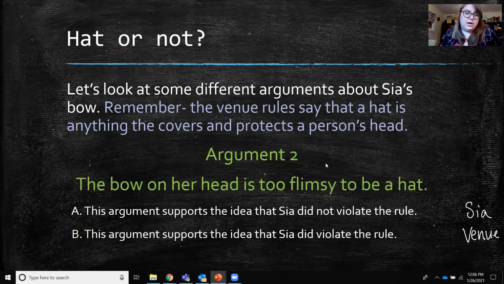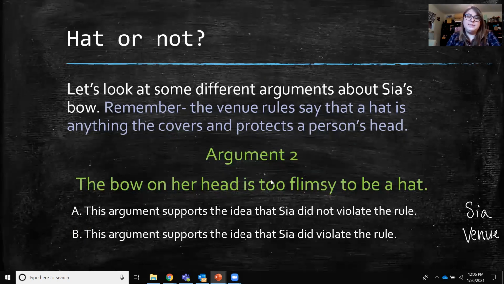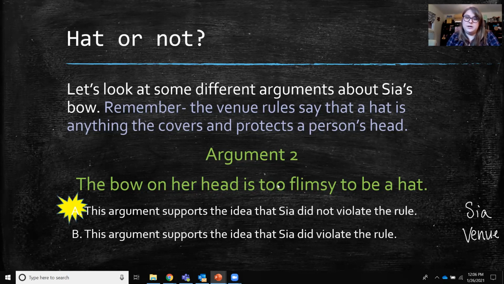Here's our second argument. The bow on her head is too flimsy to be a hat. Okay, which team would make this argument? Pause the video and make your decision. All right, so the bow on her head is too flimsy to be a hat. Well, if it's too flimsy to count as a hat, then it doesn't seem to meet those definitions. This means that this is an argument that Sia's legal team could make to keep her from getting in trouble.